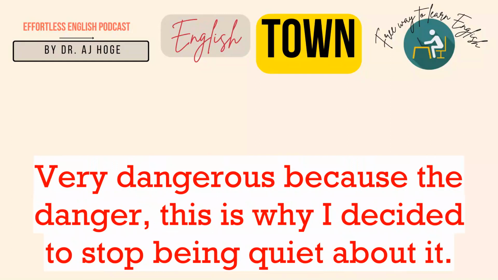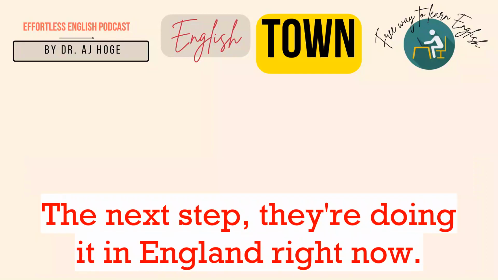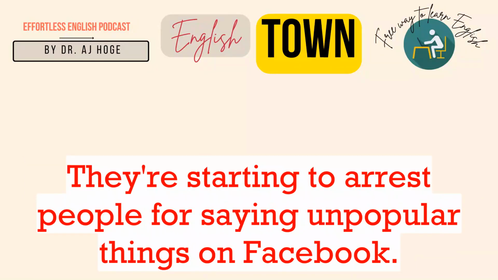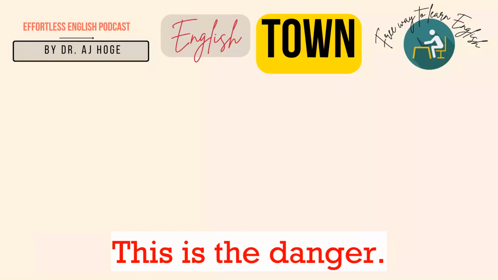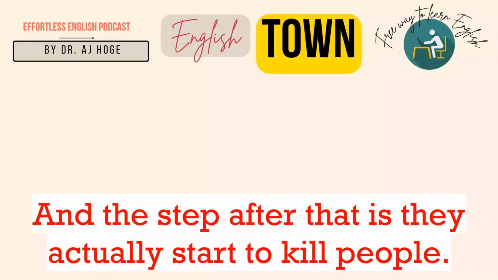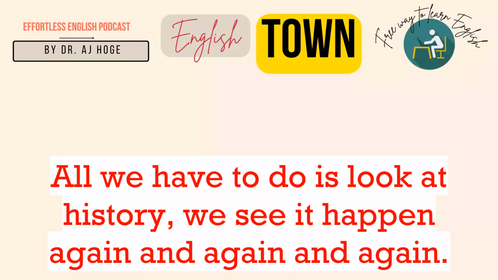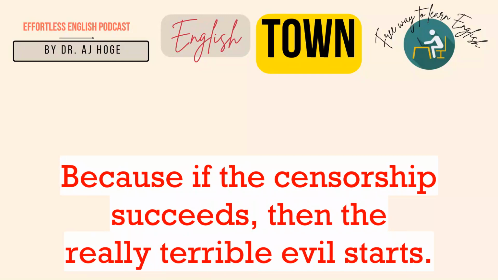Very dangerous, because this is why I decided to stop being quiet about it: the danger is if they succeed, if they silence people, the next step is killing, or at least prison. They're doing it in England right now. They're starting to arrest people for saying unpopular things on Facebook, putting people in jail for this. This is the danger. And the step after that is they actually start to kill people. This is the direction it goes. All we have to do is look at history. We see it happen again and again and again. And so the time to speak up and fight is now, before they succeed. Because if the censorship succeeds, then the really terrible evil starts.